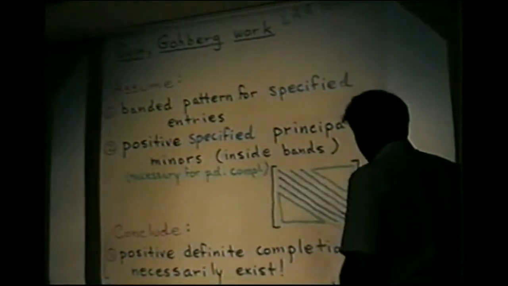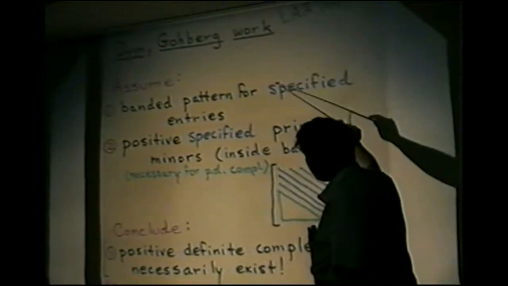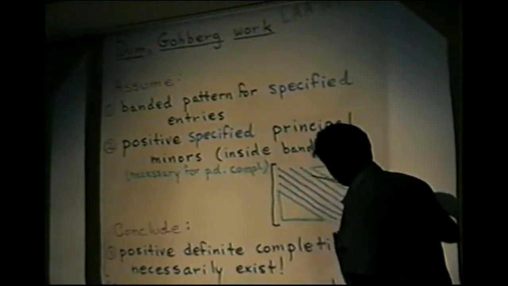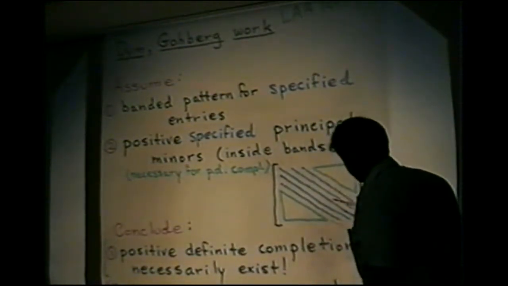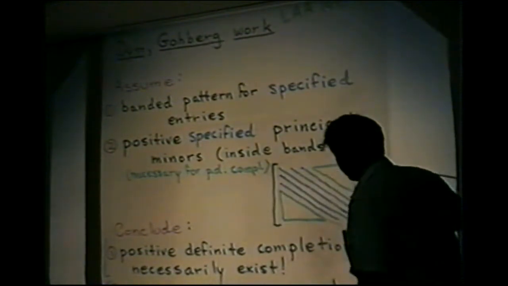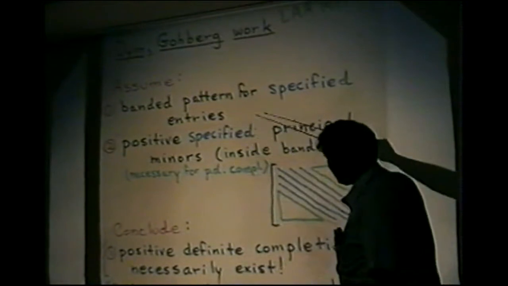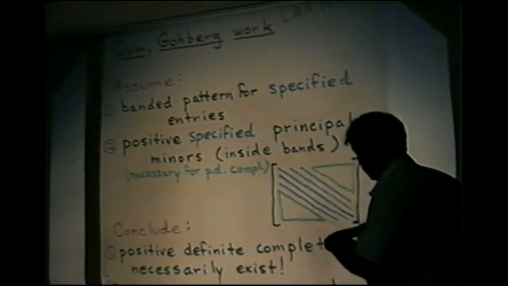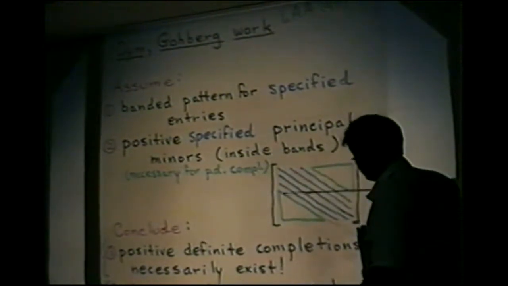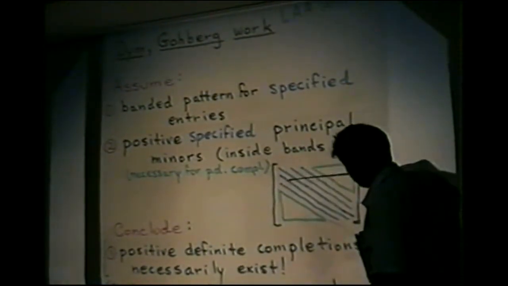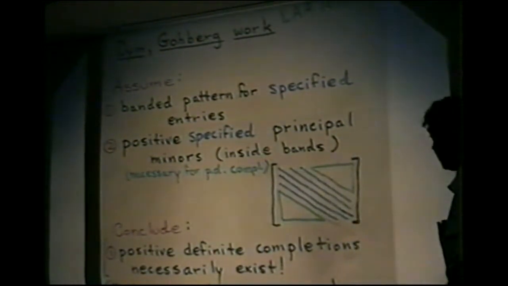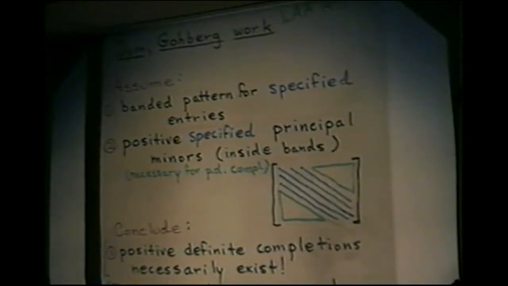And in that case, they assumed that the pattern for the specified entries was banded. That is, all the specified entries lived inside some bandwidth, and every entry there was specified. And then outside, I have all the unspecified entries. And furthermore, they made this partial positive definite assumption, which, in my terminology, they assume that this is partial positive definite. And that is just to assume that all the principal submatrices lying inside this bandwidth are positive definite.